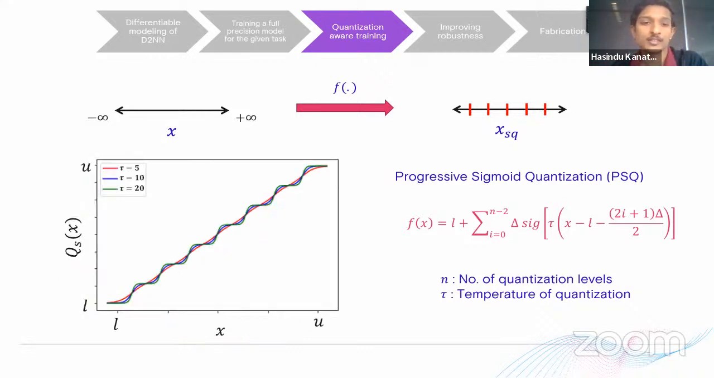If we have a smaller temperature, as you can see in this red line here, we have a really soft function, and it doesn't even show quantized levels. If the temperature is low, the weights have more flexibility to move around. But when we increase the temperature gradually, this function gets closer and closer to that hard quantization function.